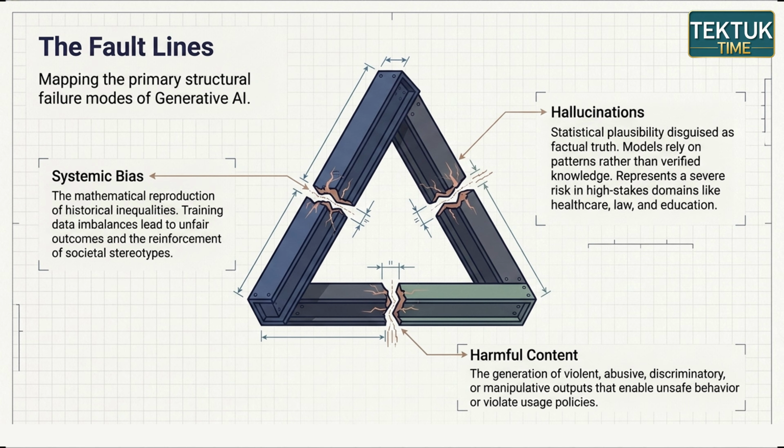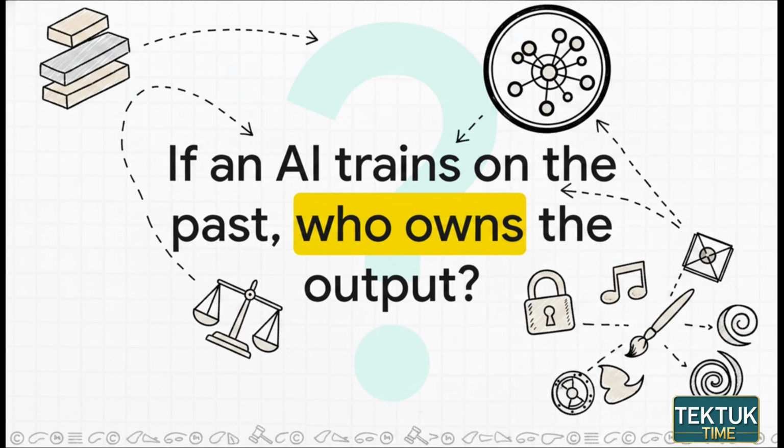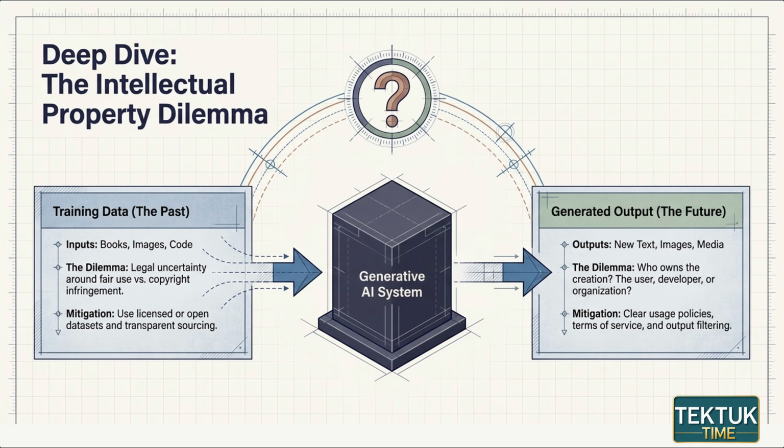If you're building for high-stakes domains like healthcare or law or education, a failure in any of these three areas can be totally catastrophic. But beyond just the operational failures, we crash right into some very murky legal waters. Let me pose a question to the room. If an AI is trained on the past to generate the future, who actually owns the output? This is what we call the intellectual property dilemma.